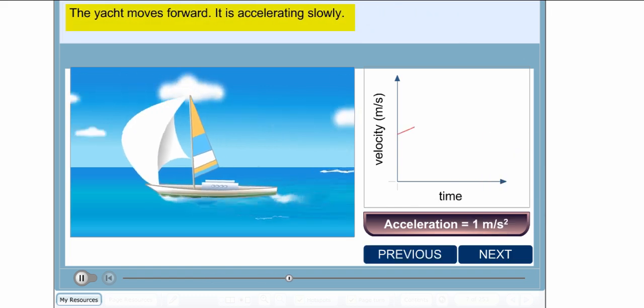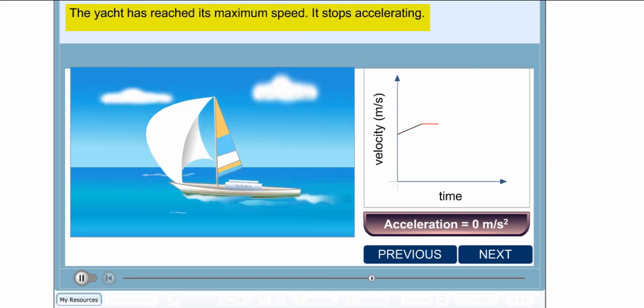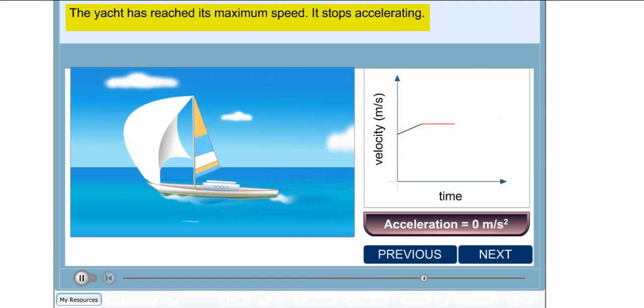Now the yacht is moving forward. It is accelerating slowly, and this is represented in the graph by not a very steep line, but it is increasing though. And the acceleration, as we can see, is equal to 1 meter per second square. Now let's assume that the yacht has reached its maximum speed. This means that now it will stop accelerating, and this is also shown in the graph by a straight horizontal line, and the acceleration equals 0 meters per second square.